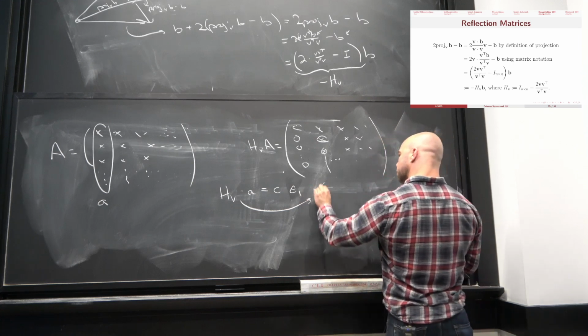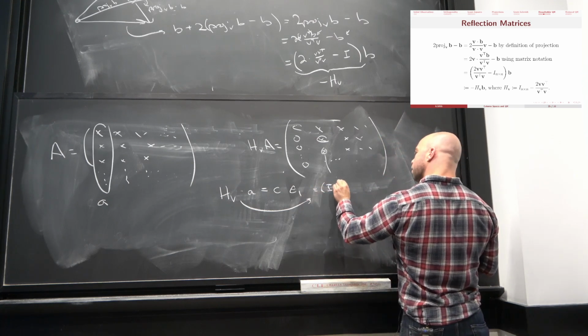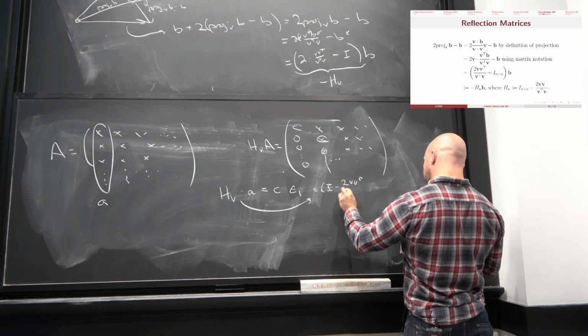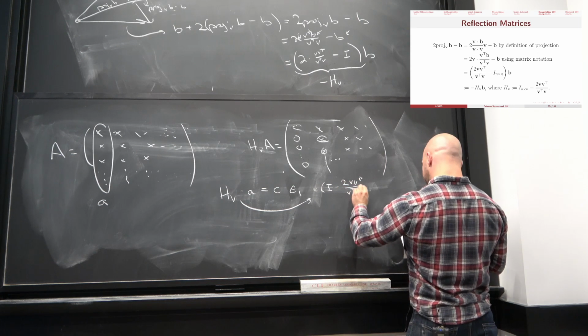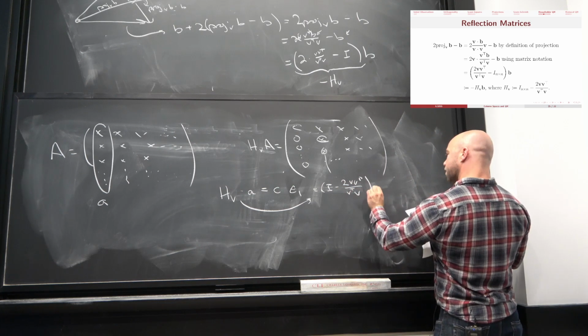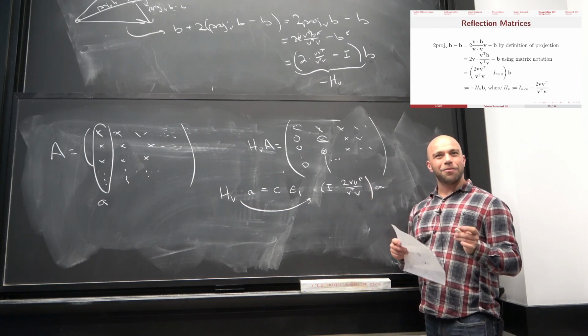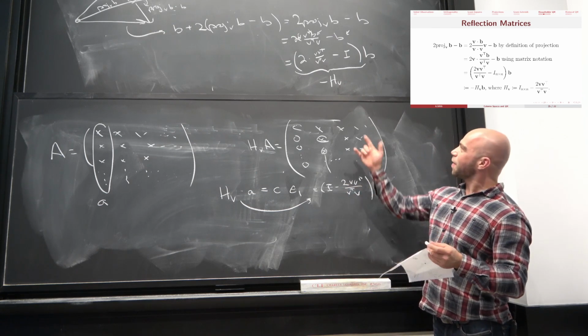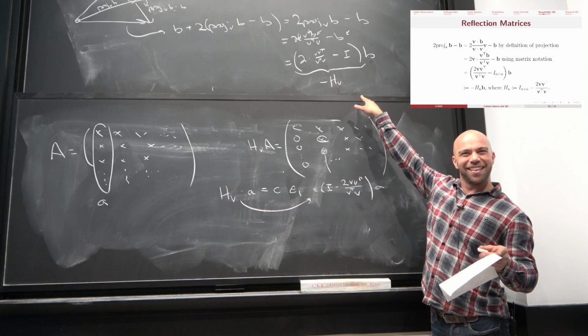Well, this is really equal to identity minus 2VV transpose over V transpose V, all that times A, right? I just plugged in the definition of HV. Notice the sign flipped because of this stupid minus.